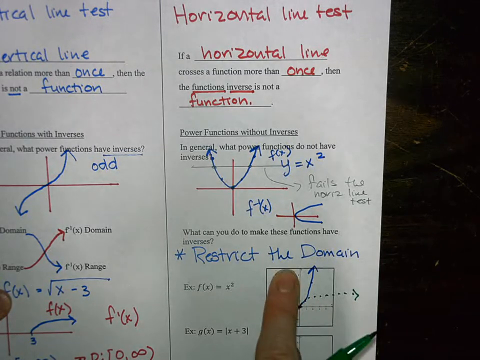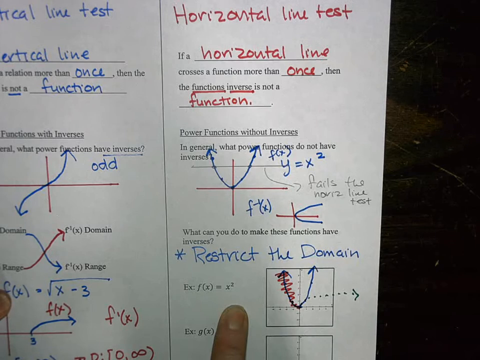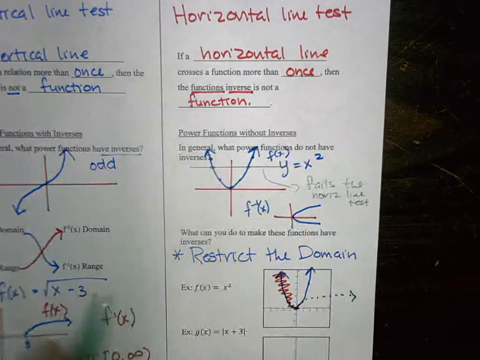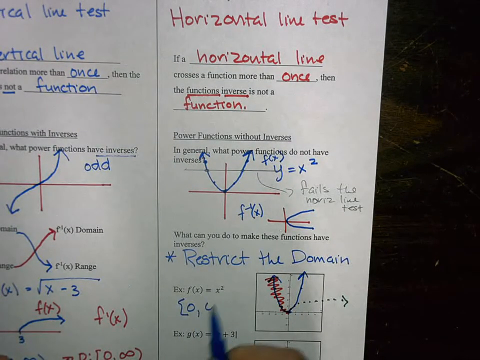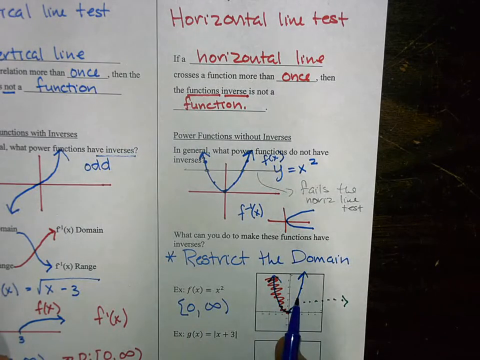Because this part of the graph is making it not a function, so I just restrict the domain. And what would I restrict this domain to in the blue? It would be 0 to positive infinity. Now, if I restrict the domain, then the inverse of this blue function is itself a function.